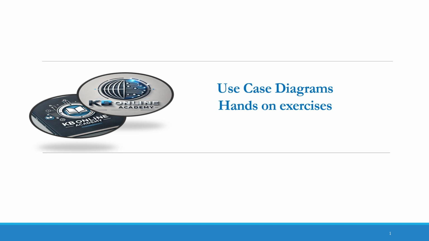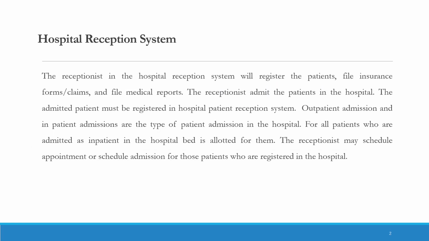This case is all about a hospital reception system. So it will narrate just like this. The receptionist in the hospital reception system will register the patient, file insurance forms and claims, and also file medical reports. The receptionist admits the patient in the hospital. The admitted patient must be registered in the hospital patient reception system. Outpatient admission and inpatient admission are the types of patient admission in the hospital. For all patients who are admitted as an inpatient, a hospital bed is allotted. The receptionist may schedule an appointment or schedule admission for those patients who are registered in the hospital reception system.